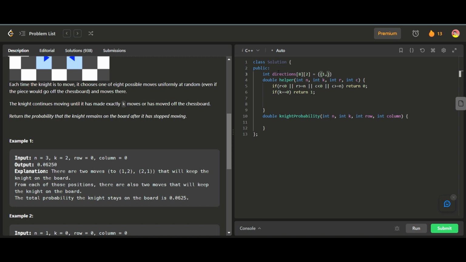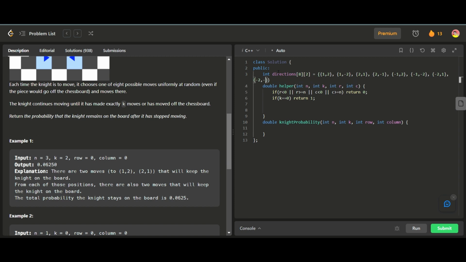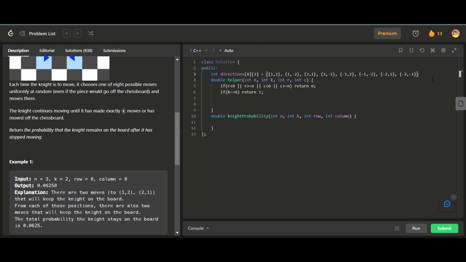Let's start with 1 comma 2, then 1 comma minus 2, then we say 2 comma 1, 2 comma minus 1, then similarly in the opposite signs, minus 1 comma 2, minus 1 comma minus 2, and finally for minus 2 also, minus 2 comma 1 and minus 2 comma minus 1. So these are all the possible 8 directions in which our knight can move.